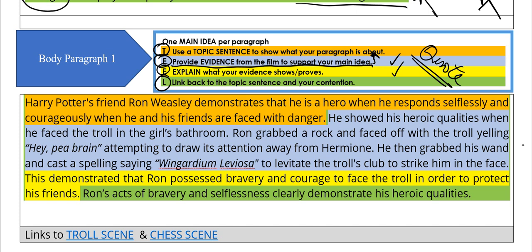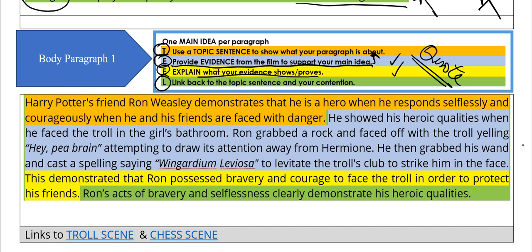He showed his heroic qualities when he faced the troll in the girls' bathroom. Ron grabbed a rock and faced off with the troll, yelling, "Hey, pea-brain!" attempting to draw its attention away from Hermione. He then grabbed his wand and cast a spell saying Wingardium Leviosa to levitate the troll's club to strike him in the face. So there's our topic sentence and our evidence.